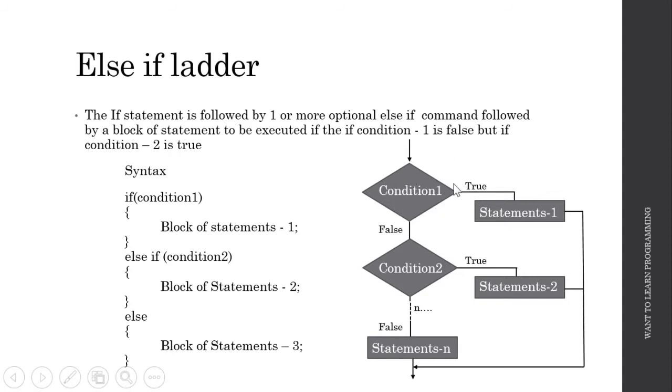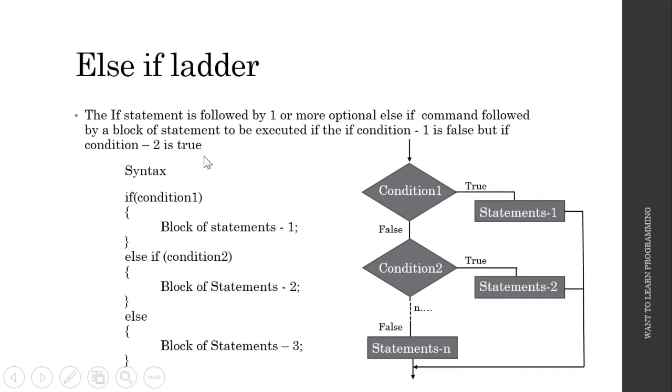When the compiler comes to condition 1, it checks if it's true or false. If it's true, then statement 1 block is executed and then it moves out of here. If it's false, then it looks at condition 2 and checks if it's true or false. If it's true, then it executes statement block 2 and so on. We can add n number of else-if commands. And at last, if all the conditions fail, then the else block will take care of it and statement block n will be executed. After execution of statement 1 block, statement 2 block or statement n block, all will continue to the next part of the program.